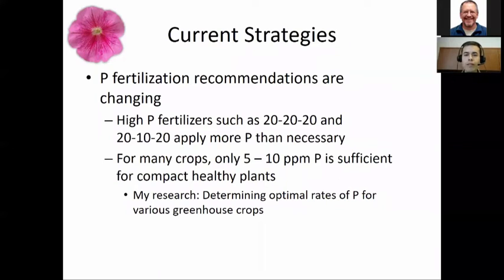So let's talk about some of the current strategies regarding phosphorus fertilization. Recommendations have been changing recently, and high phosphorus fertilizers such as 20-20-20 and 20-10-20 have been found to apply far more phosphorus than is actually necessary. For most crops, only 5 to 10 parts per million is sufficient for compact and healthy plants. So my research has been looking to determine optimal rates of phosphorus for various greenhouse crops, and we'll go over some of those.